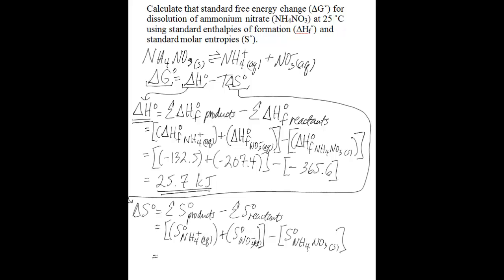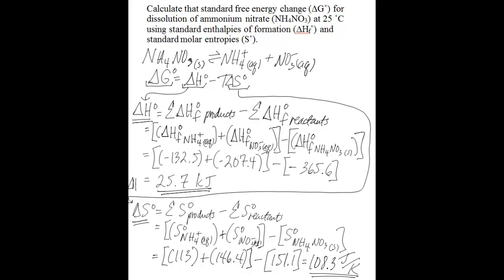When you look up these values in a table, what you'll end up with is 113 plus 146.4, subtracting from that 151.1. And when you do the math there, what you're going to end up with is 108.3, and the units here are in joules per Kelvin. So now you've got your delta H naught value and you've got your delta S naught value.